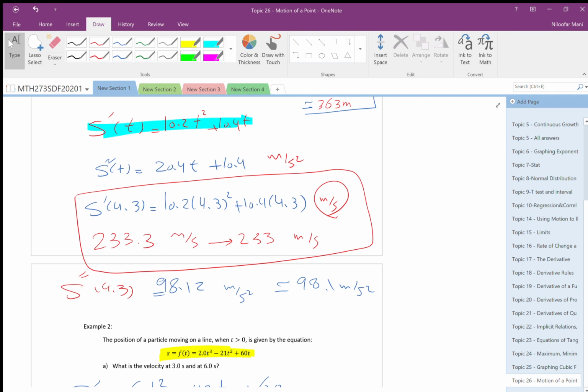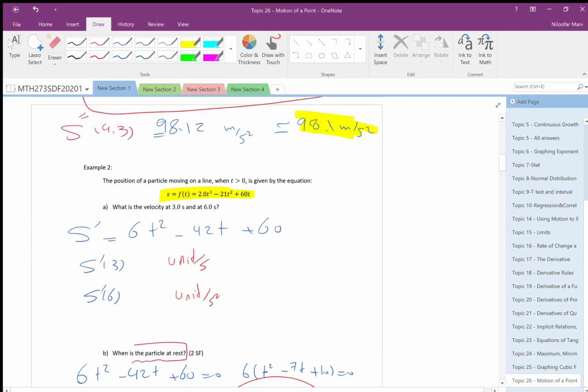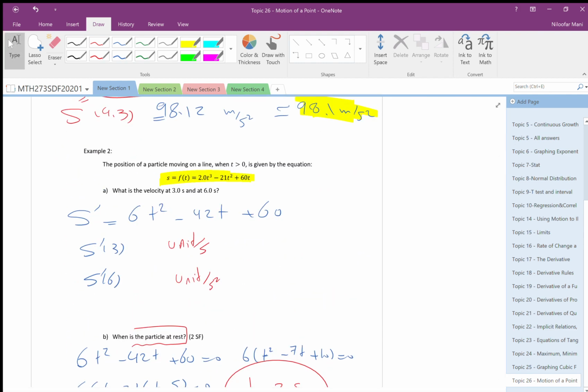Okay, so here I have the answer for this one, and for this one, and for this one here. So first derivative, second derivative, and here it says find the velocity. Again I can substitute, and say S prime at 3 is minus 12 unit per second, and S prime at 6 is 24 unit per second. It didn't say, but I think it's meter per second.